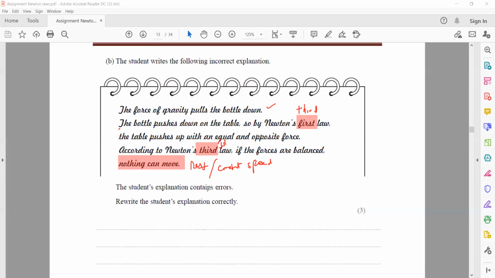So we have to identify the three errors. That's why it is of 3 marks. So 1 mark is for replacing first with third, 1 mark is for replacing third with first, and the last mark is for mentioning that "nothing can move" should not be there. The object can move, but it can move with a constant speed.